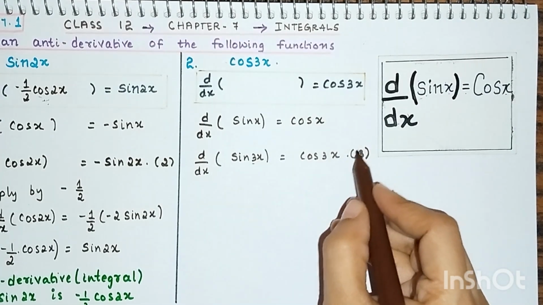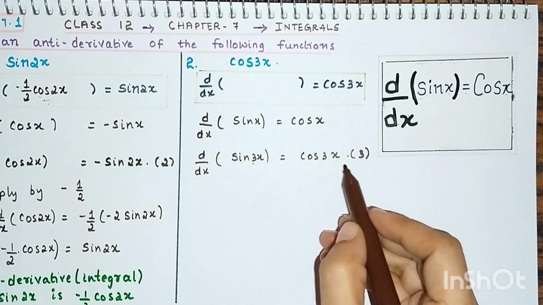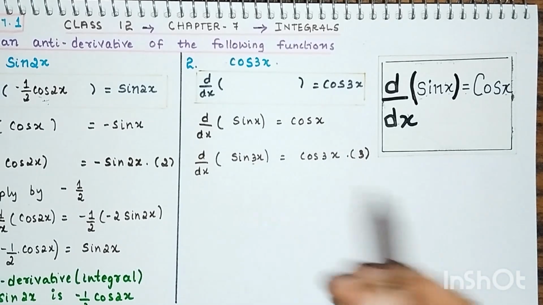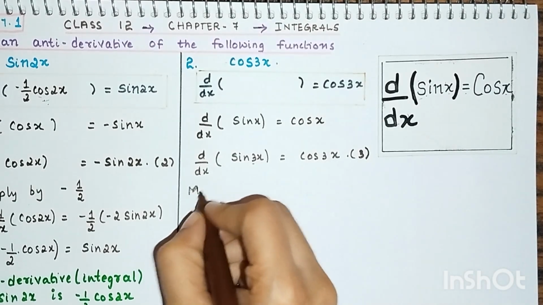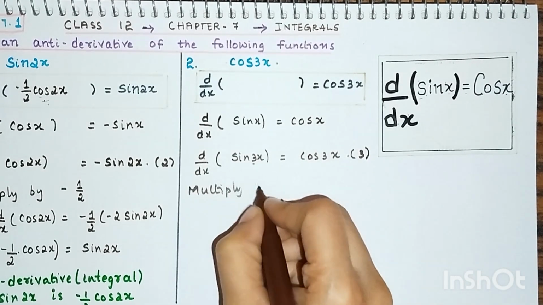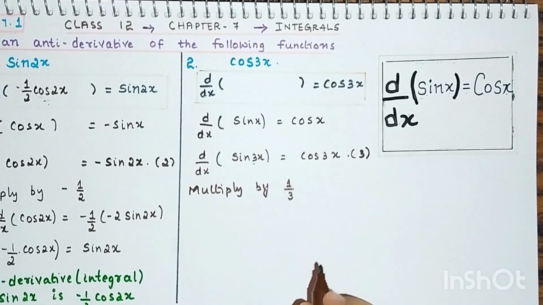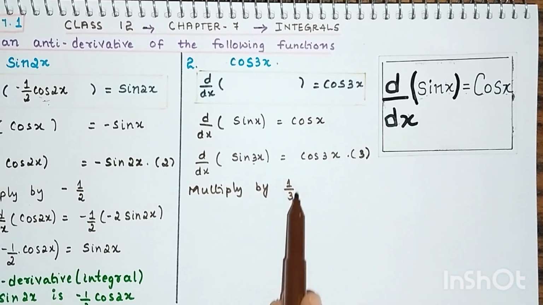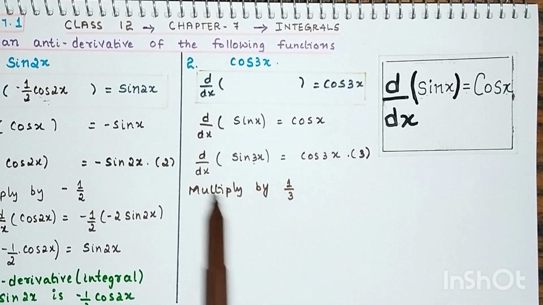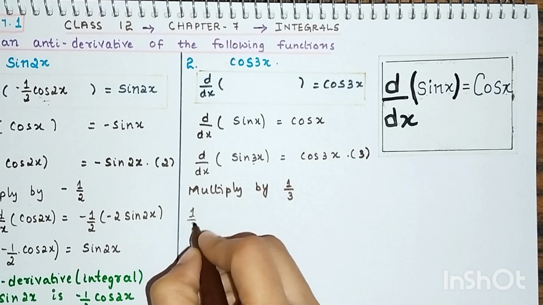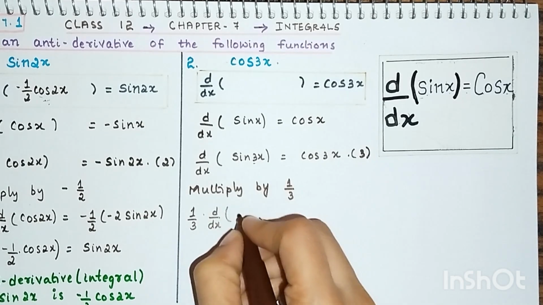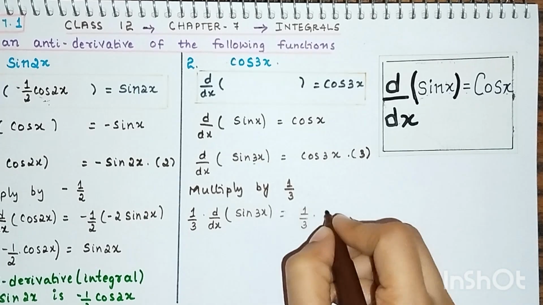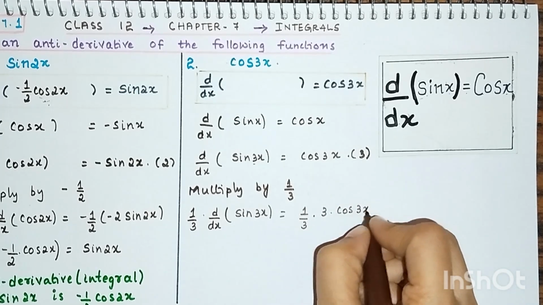When you have something in the numerator and you want to cancel it, you have to put something in the denominator, right? Because multiplication and division will cancel each other. So we will multiply by 1 by 3. You can also write divide by 3. But this is more appropriate, because when you have 1 by 3, one complete value will be there. So multiply by 1 by 3 on both sides. So here you will write 1 by 3 into d by dx of sin 3x is equal to 1 by 3 into 3 cos 3x.